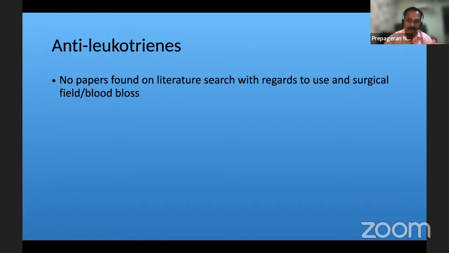So these are areas that we can explore. For the young residents, these are the areas that you can explore and do studies on. There have been no papers on the use of antihistamine as far as surgical field and blood loss. There have been no papers on anti-leukotriene as far as surgical field and blood loss as well. It's for you guys to do this and publish in the future.